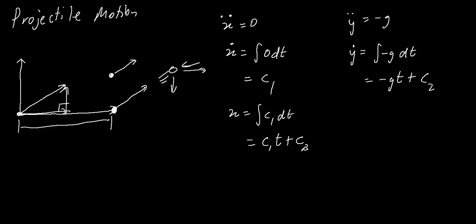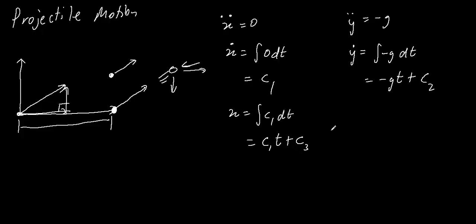Again, in most cases, this would be 0 because most people would tend to keep their origin at the place where we're shooting from. But if I have multiple projectiles, then I would have to have one of them at the origin and the other one would have to be a different spot, and so then this C3 will be useful.